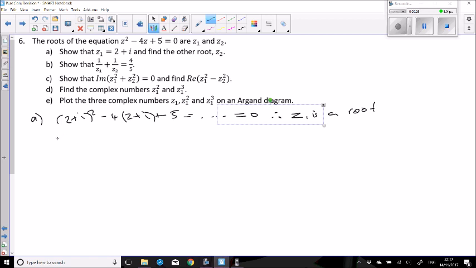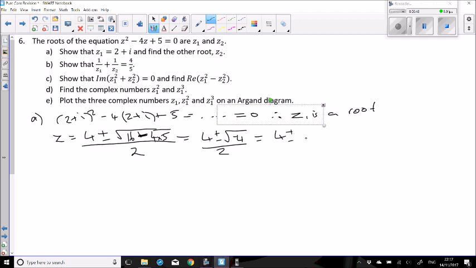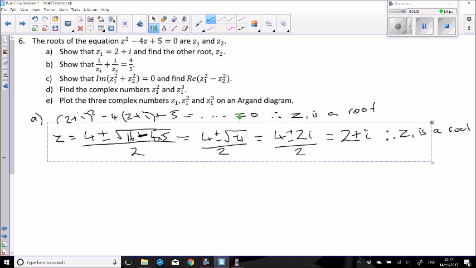Or, as we've got to find the other root anyway, we could solve it, for example, with the quadratic formula. So negative b plus or minus the square root of b squared, that should be a minus, 4ac, over 2a. It's 4 plus or minus the square root of negative 4 over 2, which is 2 plus or minus i. Therefore, z1 is 2 plus i, and the second root is 2 minus i.